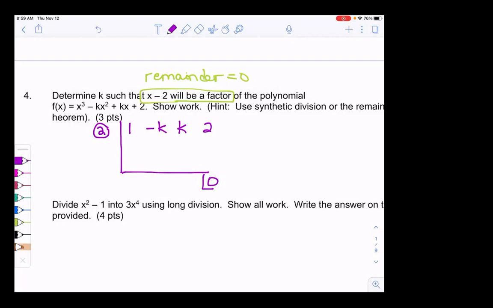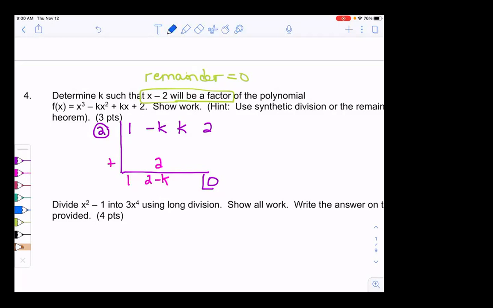So we did a problem similar to this, where we had a square root that we were dividing with, but the process is very similar. So I would bring down the 1, and then we would multiply. 2 times 1 is 2. And then we add, and if I add 2 and negative k, I get 2 minus k. The problem that we had a square root of 3 in it, and we would add a number and the square root of 3. So Jeremy, what would you do next in this process if we're continuing synthetic division?